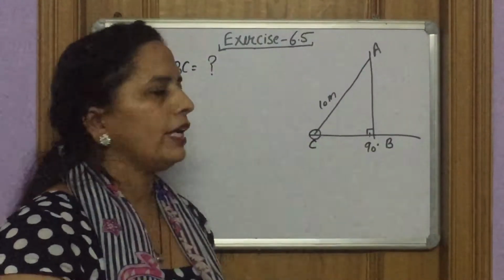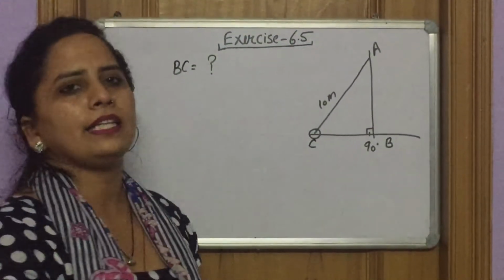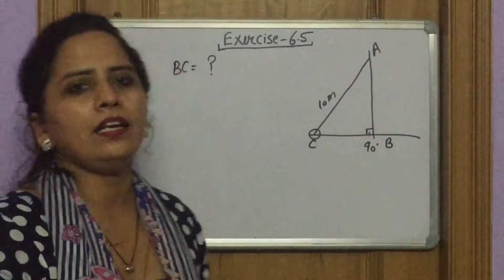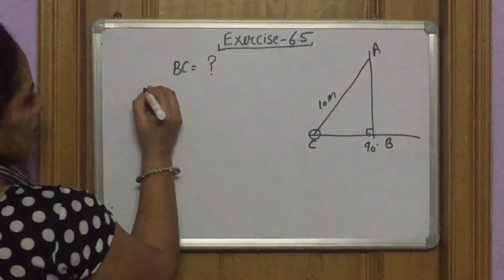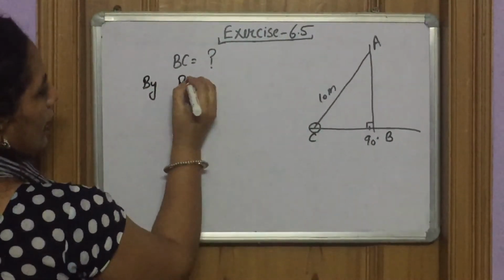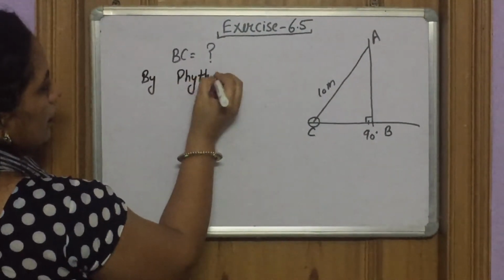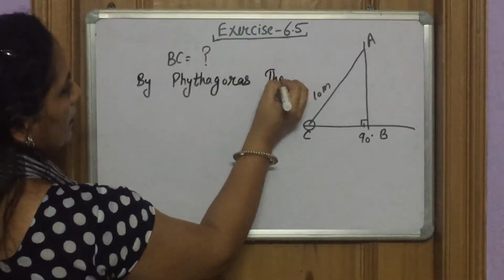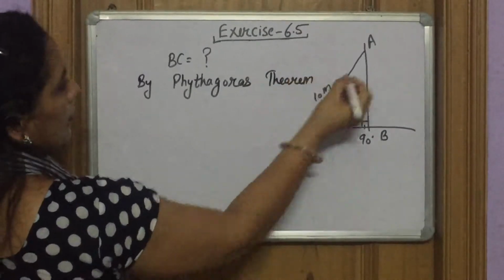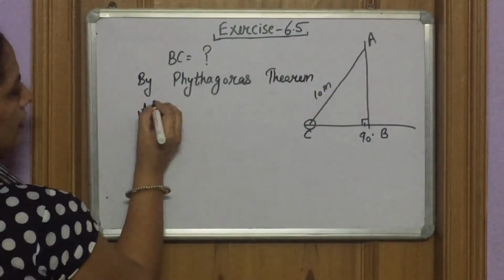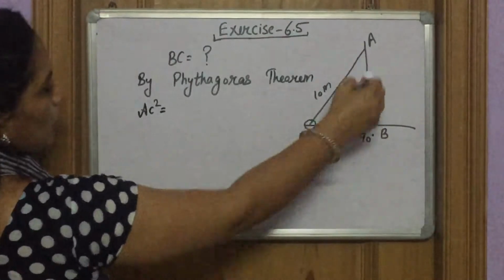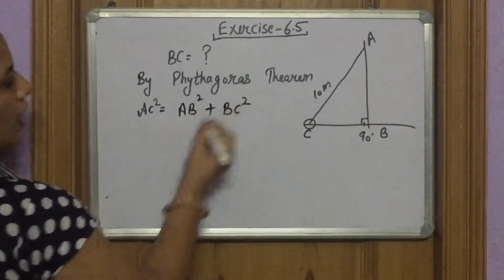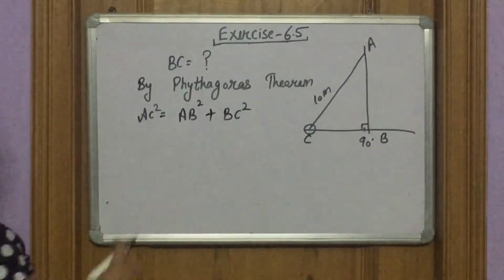As here we have an angle of 90 degrees, we can say that this is a right angle triangle, and in a right angle triangle we can apply Pythagoras theorem. So by Pythagoras theorem, hypotenuse square is equal to perpendicular square plus base square. Now just put the value which is given in the question.